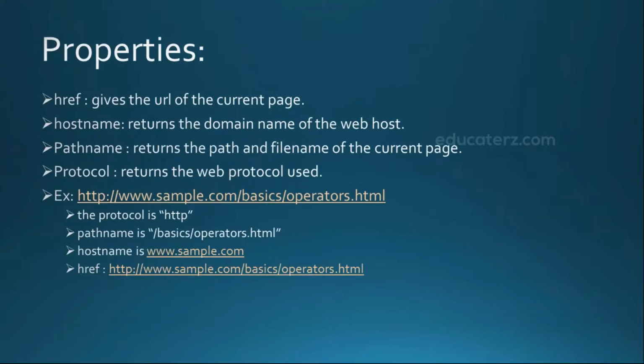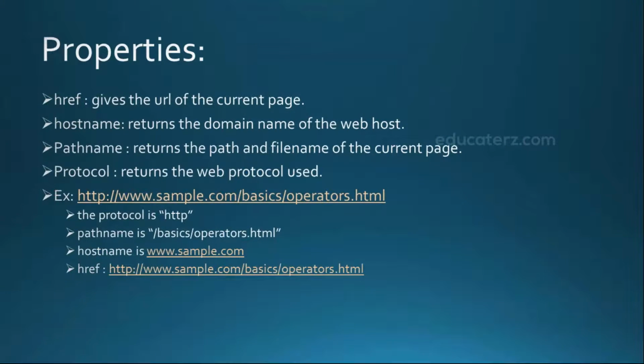Coming to properties, these are some of the properties related to the location object. The first property, href, gives the URL of the current page. When you use the href property, it will give the complete URL of the current page. Hostname returns the domain name of the web host. Pathname returns the path and file name of the current page. And protocol returns the web protocol used.